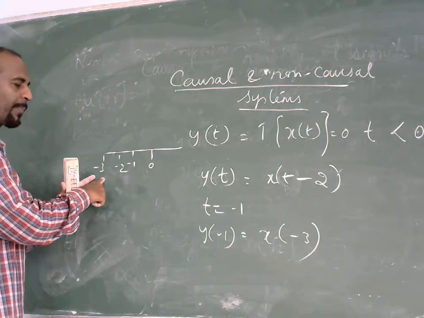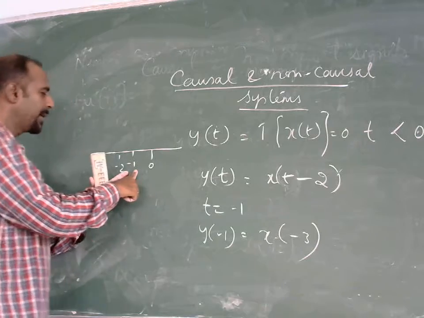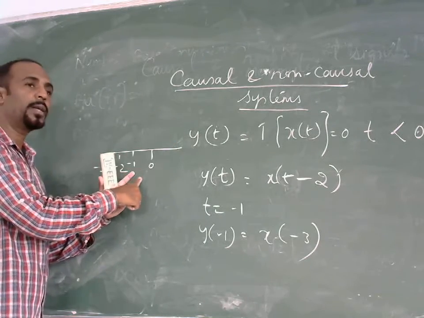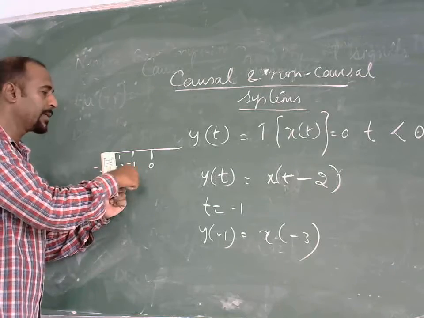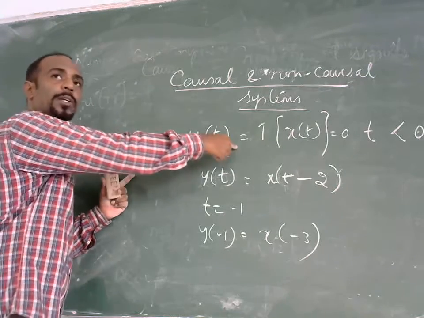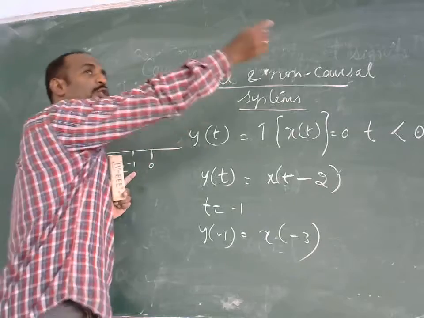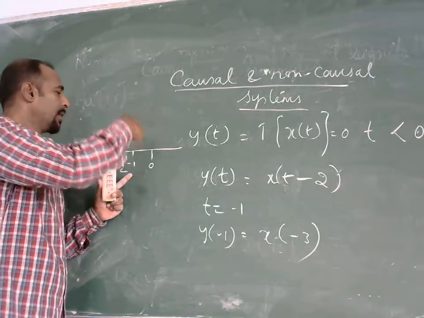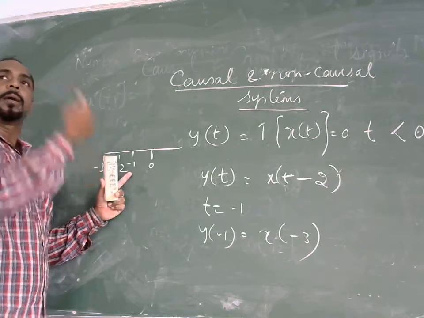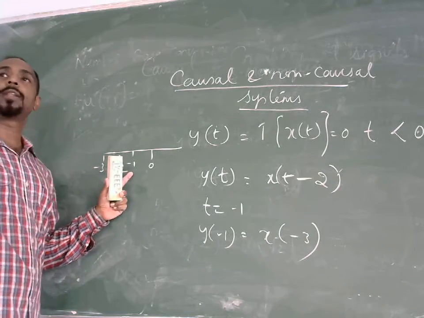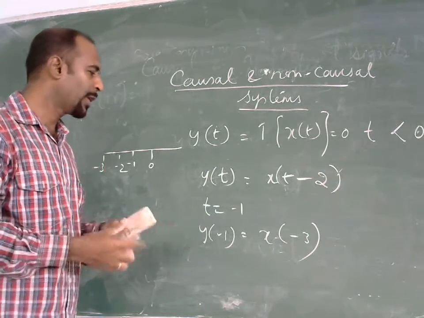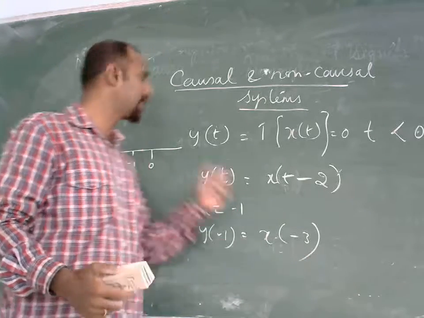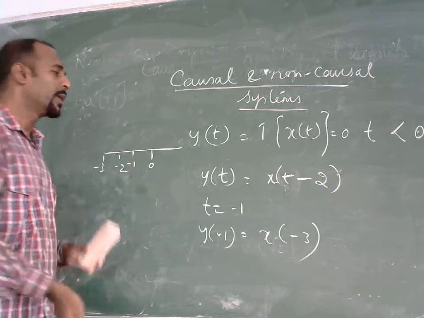So when we are talking of minus 1, minus 3 is the past value. What is the future value for this minus 1? It is 0 or plus 1 or plus 2 and so on. Those are the future values. When I am standing here, these are the future values I am looking ahead at, whereas these ones are all the past values. So y of minus 1 is equal to x of minus 3, and minus 3 is my past value.